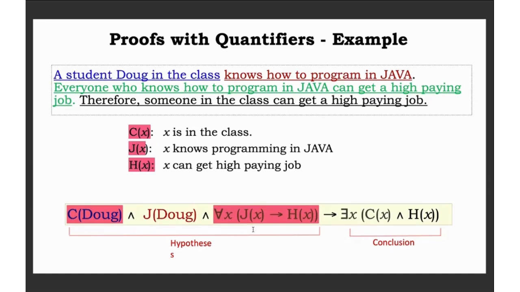This universally quantified statement says that for all x, J of x, if they know how to program in Java, they can get a high-paying job. From here, you need to come up with a conclusion which uses the existential quantifier. It says that there exists someone who is in the class and is able to get a high-paying job. How do we go from this to this?